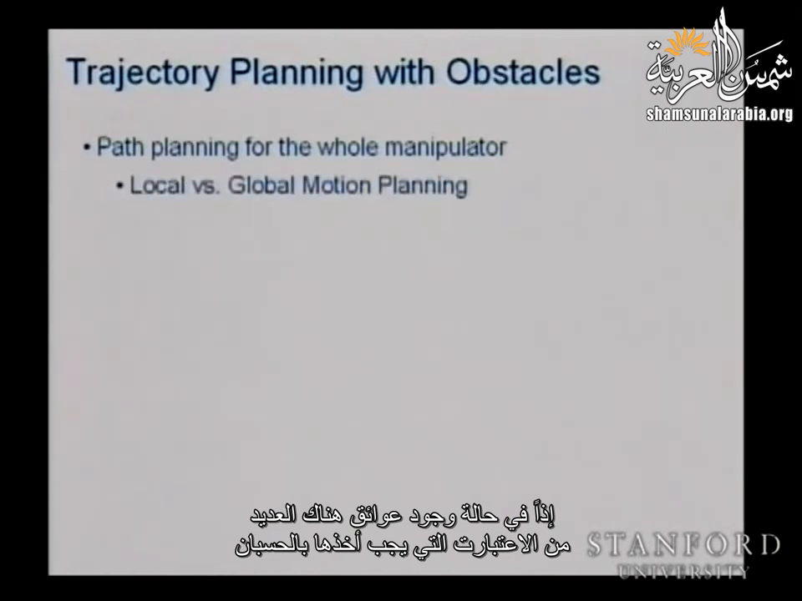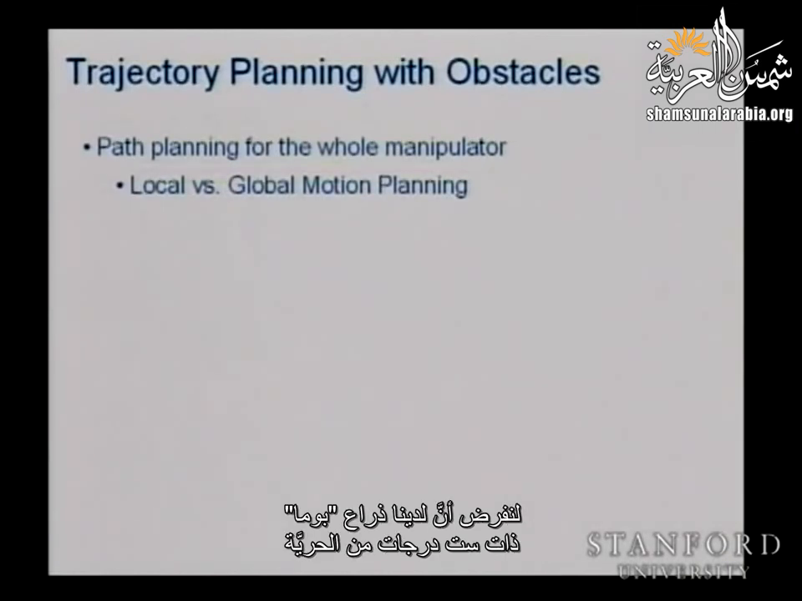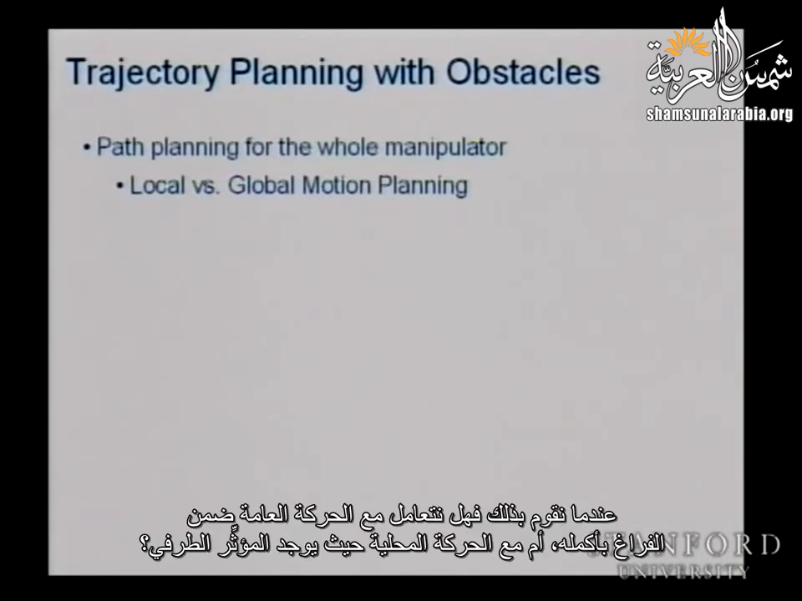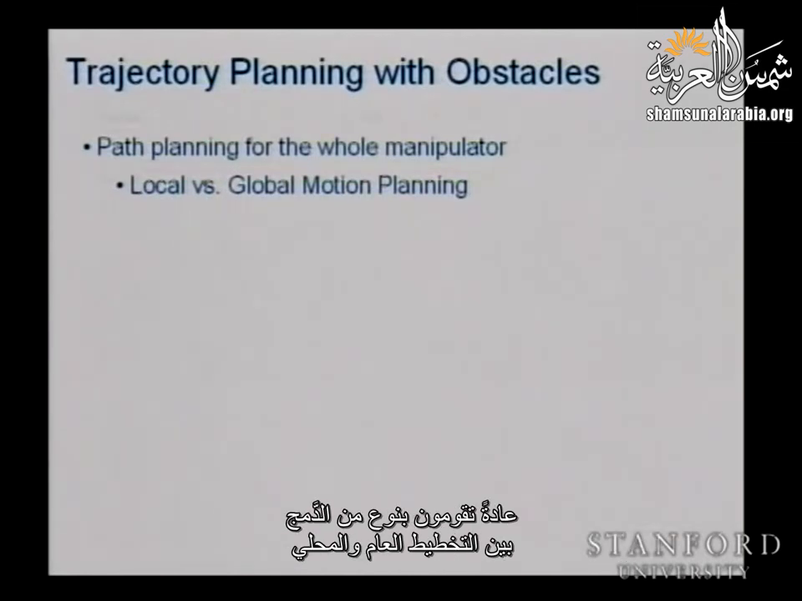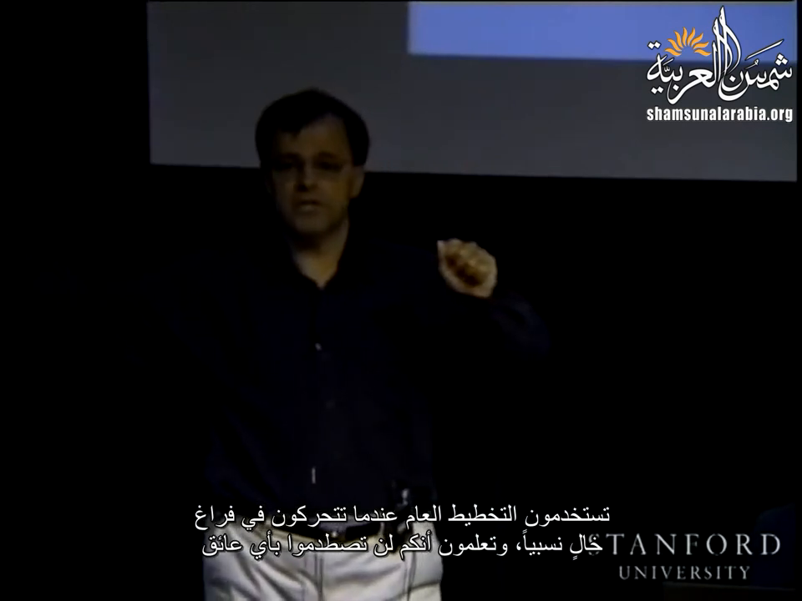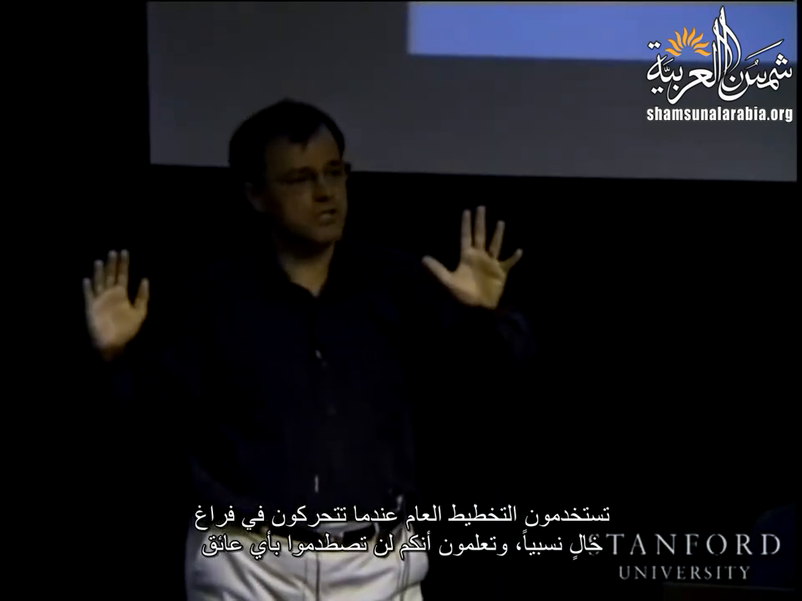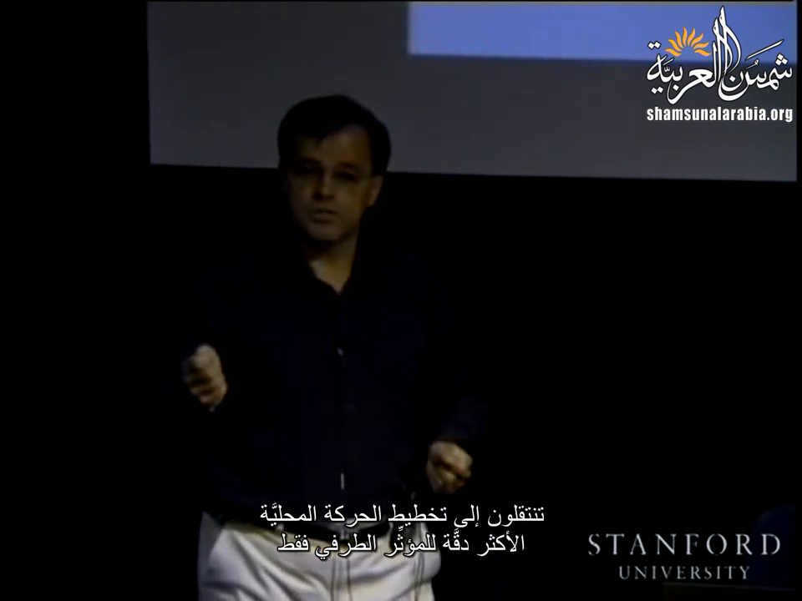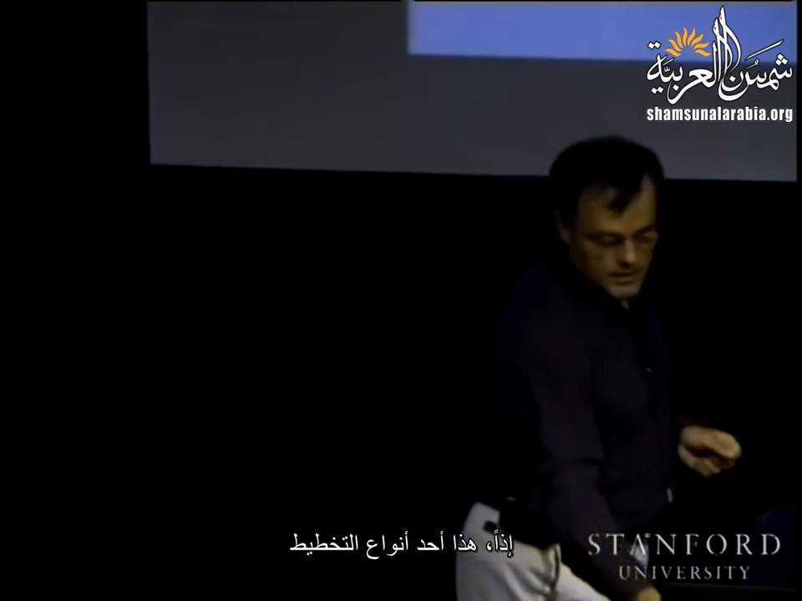So in that case, there are several considerations that we need to keep in mind. Let's say we have a 6 degrees of freedom Puma arm, right? So the question then is, do you plan a path for the whole manipulator? When you're doing that, are you dealing with the global motion in the space or the local motion where just the end effector is? Typically you do some sort of combination of global and local motion planning. You use global motion planning when you're moving through a relatively empty space and you know you're not going to be hitting obstacles. And then when you get to the place where it's more cluttered with obstacles, you switch to a local, more precise motion planning for the end effector only.